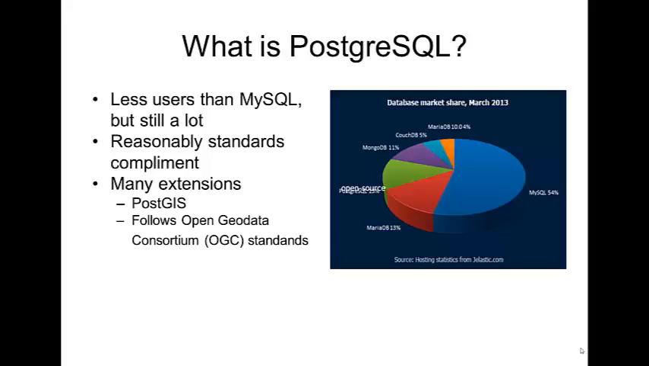Postgres is pretty standards compliant, and has many extensions, and importantly for us, the PostGIS extension for spatial data follows the Open Geodata Consortium standards. Is everyone familiar with the OGC? No. The OGC, the Open Geodata Consortium, is a community of geospatial scientists, governments, and big organisations involved in it, things like Esri and other GIS companies. And basically they define the standards for geospatial data.